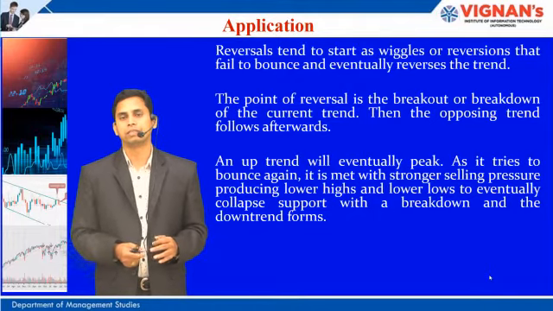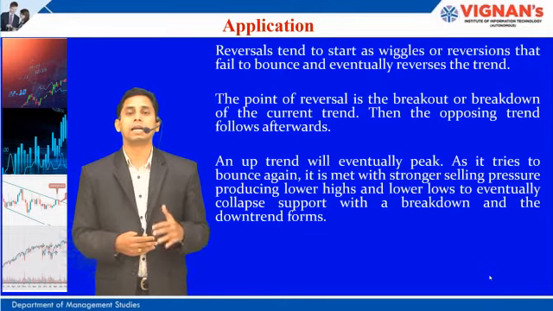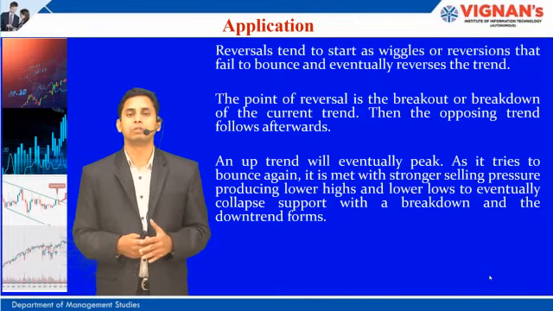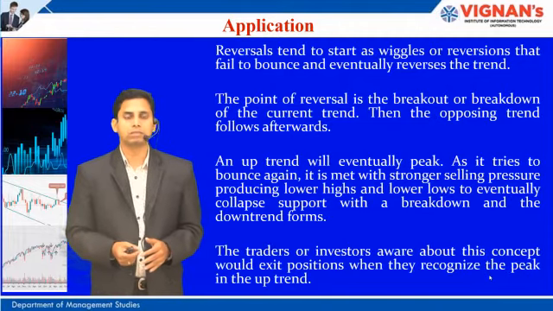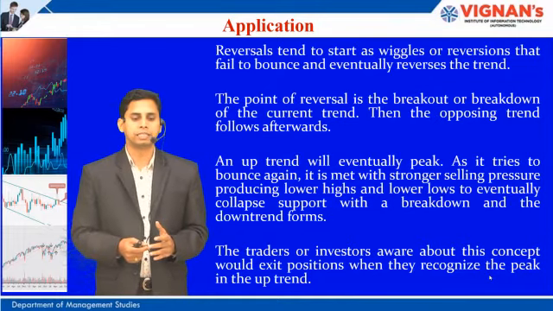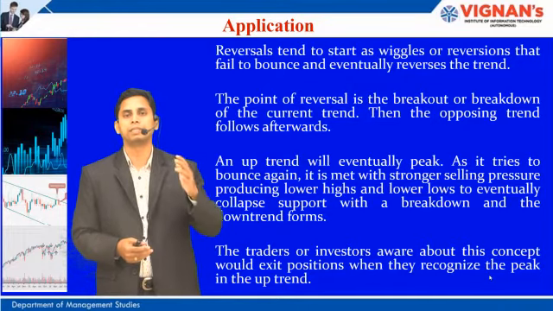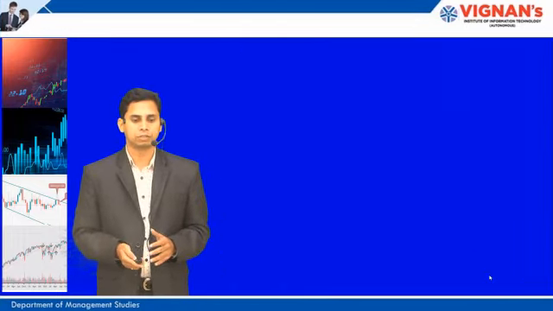So when stocks go to higher levels, sometimes the stock may not be able to persist at that particular price level. Selling pressure may hit, and the stock may come down to lower levels. Traders or investors must be aware of this concept and exit positions when they recognize the peak in the uptrend. When they recognize the peak, they should understand that the trend reversal is likely about to start, and they should exit their positions.